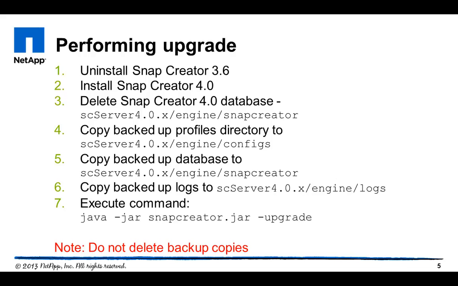Next, we'll delete the Snap Creator 4.0 database. We'll copy the backed up profiles directory into Snap Creator 4.0. We'll copy the backed up database into Snap Creator 4.0, and we'll copy the backed up logs into Snap Creator 4.0. Then we'll execute the command java -jar snapcreator.jar -upgrade. Please do not delete your backed up copies. If you are also installing a Snap Creator agent on this same system, you will need to restore your agent.conf file as well. Let's demo this process.